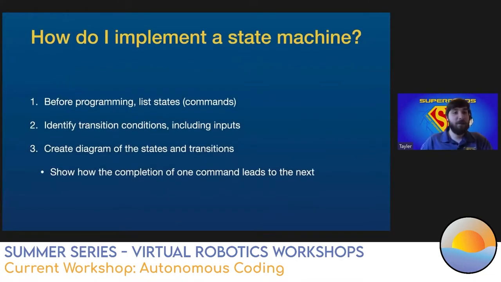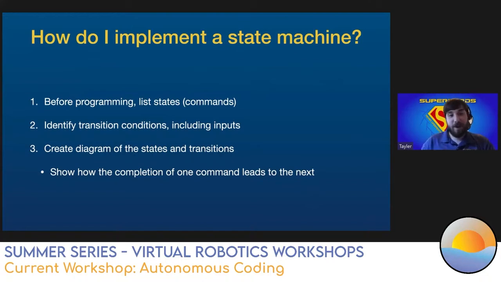Okay, so you're probably wondering now, state machines sound really cool. So how do you implement a state machine? The number one step for implementing a state machine in your code, before you start doing any programming, is that you want to list out all the states that you're going to be using. So in our case, our WPILib commands that our robot's going to be running.